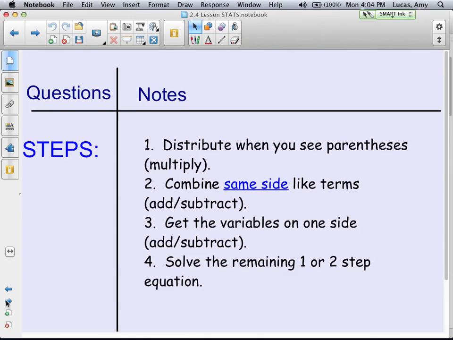So eliminate one of your variables, add or subtract, so that you've only got one variable left in your problem. And then you will have a 1 or 2 step equation left after that point, and you'll know how to solve it. It will look more familiar to you.